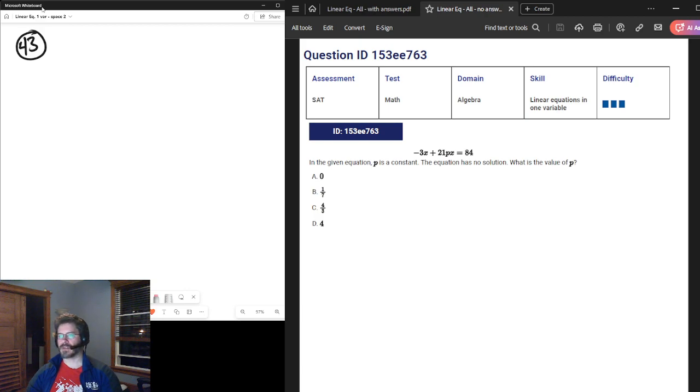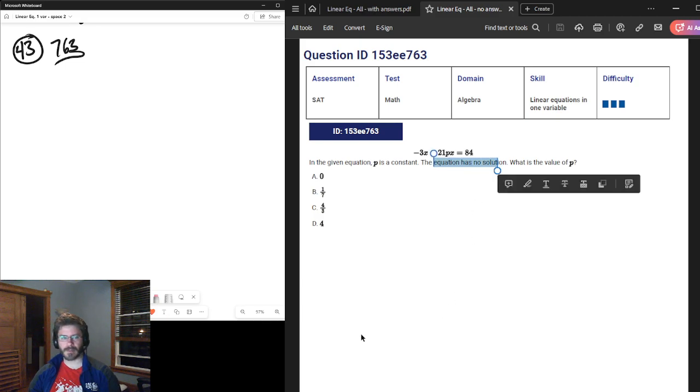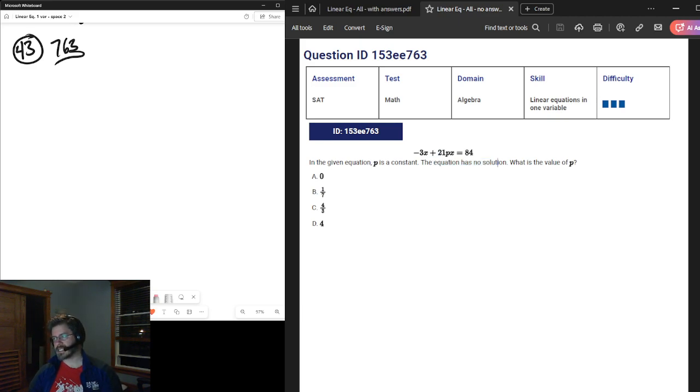Yeah, 43. 763 is our ending code. Got a linear function. They say that it has no solution. Remember what no solution means. If you said that it means that our slopes are the same, that we have two parallel lines, then you are correct. We should understand that correlation here.